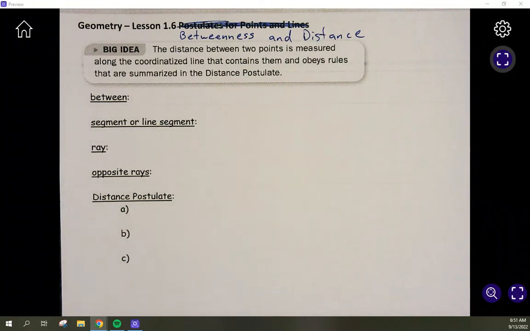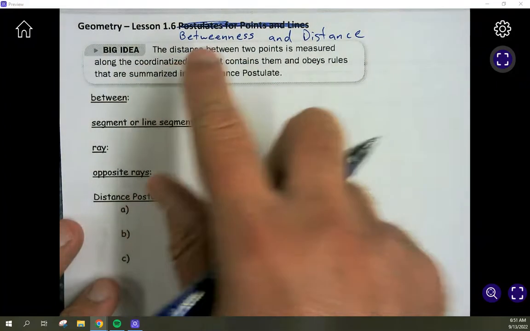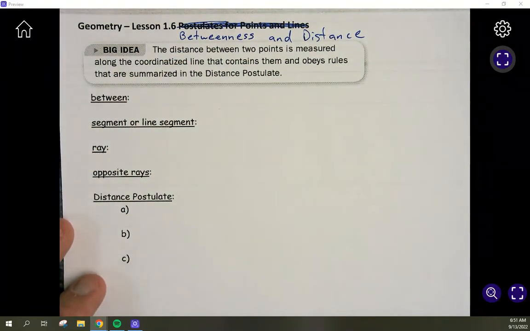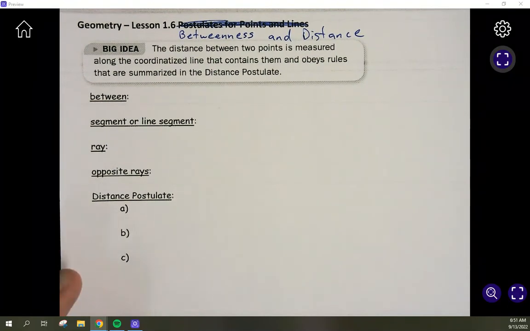This is Geometry Lesson 1.6, Betweenness and Distance. So the big idea says the distance between 2 points is measured along the coordinate line that contains them and obeys rules that are summarized in the distance postulate.